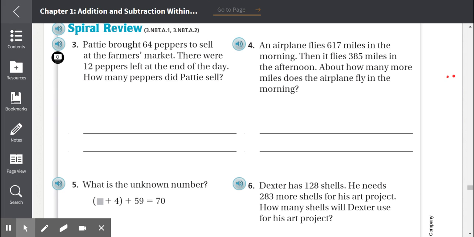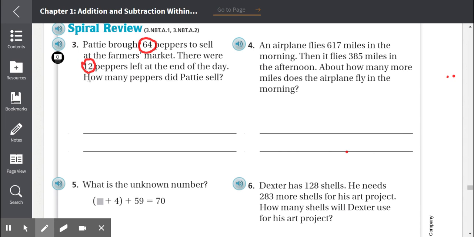Number 3. Patty bought 64 peppers to sell at the farmer's market. There were 12 peppers left at the end of the day. How many peppers did Patty sell? So she brought 64 peppers, our important number, and there were 12 peppers left.